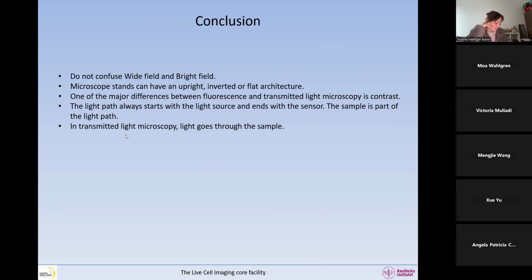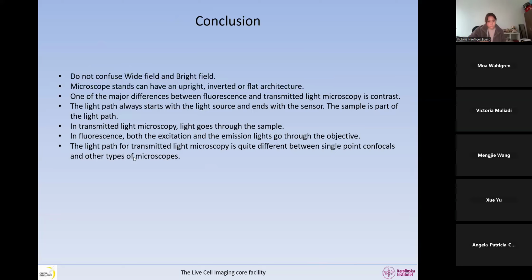So in transmitted light microscopy, the light always goes through the sample. And in fluorescence, both the excitation and the emission light go through the objective. And the light path for transmitted light microscopy is quite different between single point confocals and the other types of microscopes. So this is a little bit of an exception we will go through.